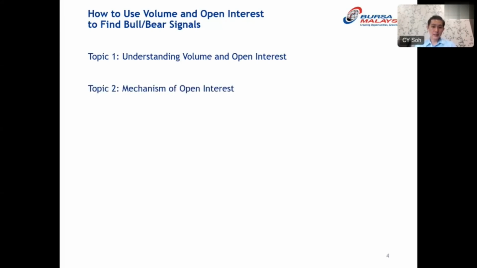Then, in the second topic, you need to understand how open interest actually works. What is the calculation behind this? And with the third topic, I'm going to share with you the 6 basic interpretations for open interest with some examples so that you can actually grasp and see the value of this technique.